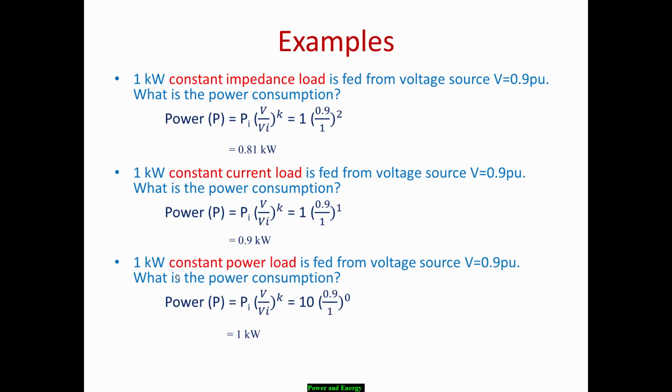And the third case is constant power load. That means we do not need to use any formula. Straight away we can say whatever may be the voltage value, the power remains the same, 1 kilowatt. It doesn't matter whether it is 1 per unit voltage or 0.9 per unit voltage or 0.8 per unit voltage, your power remains the same. You can even use the formula and cross verify this answer. Let's move on to ETAP and demonstrate these things.